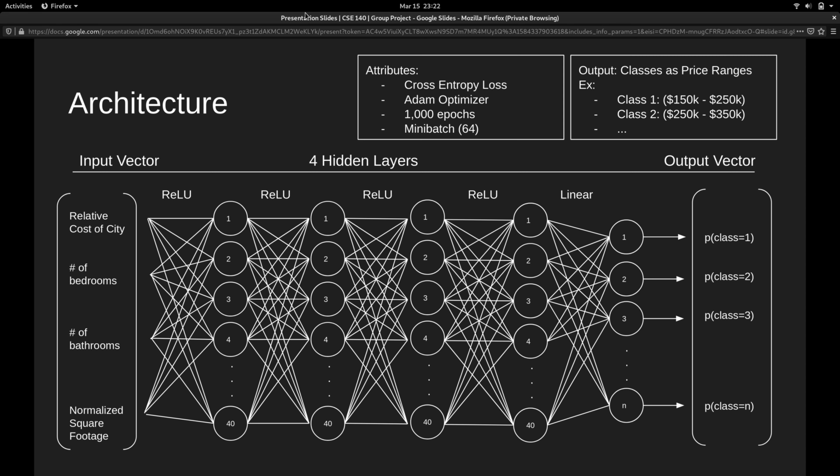So the architecture for our model was we were using deep learning in PyTorch with 4 hidden layers of depth 40 each, and then we're using cross-entropy loss. We're using an Adam optimizer for adaptive learning rates. We tested up to 1,000 epochs, and we're using a mini batch size of 64. And we use the relative cost of the city, the number of bedrooms, the number of bathrooms, and normalized square footage, and it outputs the price range that it predicts.